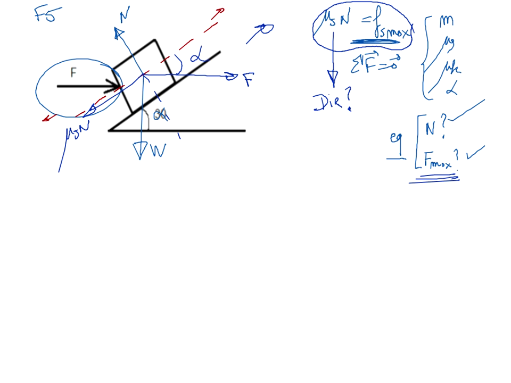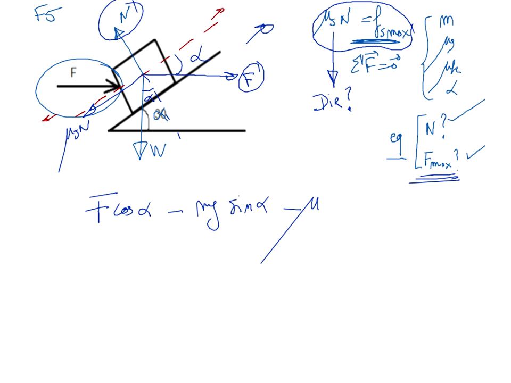We've done this before. Obviously, this is alpha. Obviously, this is alpha. We're figuring out F, Fs max, and N. So, obviously, we'll have the same equation as before. In x: F cosine alpha minus mg sine alpha minus μSN, and this is equal to 0. And in the y, we'll have N minus F sine alpha minus mg cosine alpha.